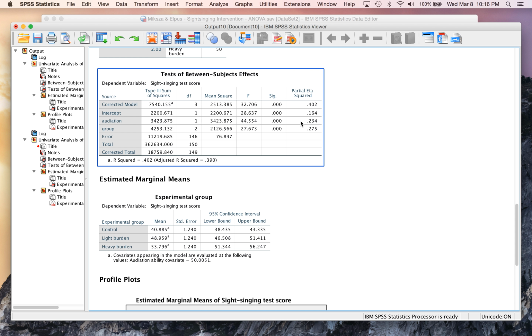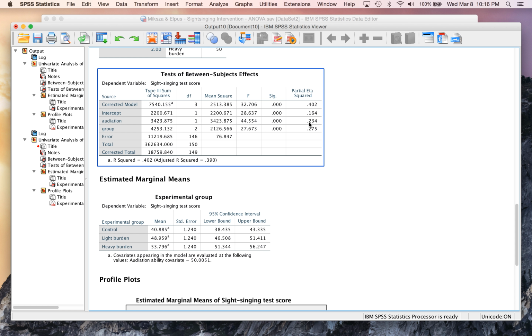So the first line that is output that is of consequence is the covariate. In other words, the effect of audiation on sight-singing test scores. And we see that that effect is statistically significant, with this value being much lower than our traditional threshold of 0.05. In fact, we can say that about 23.4% of the variance in sight-singing test scores could be explained by audiation ability.